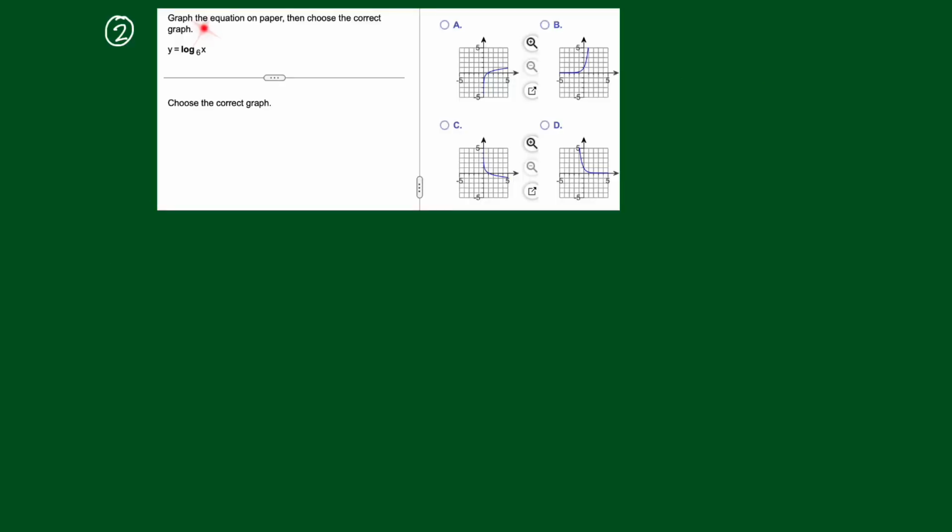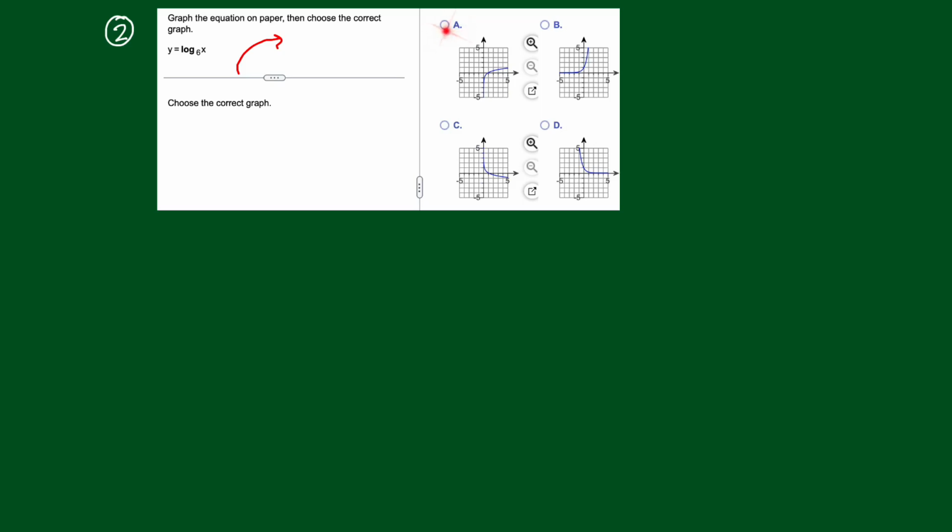Problem 2 says, graph this on paper, which we won't, but just choose the correct graph. What is this? It's y equals log base 6 of x. Now, y equals log of x. This is a logarithmic function. We know logarithm functions have this shape right here. So do any of these graphs over here have that shape?